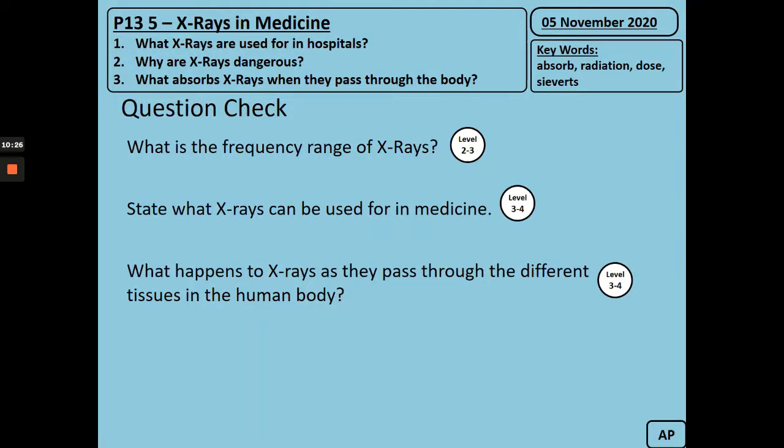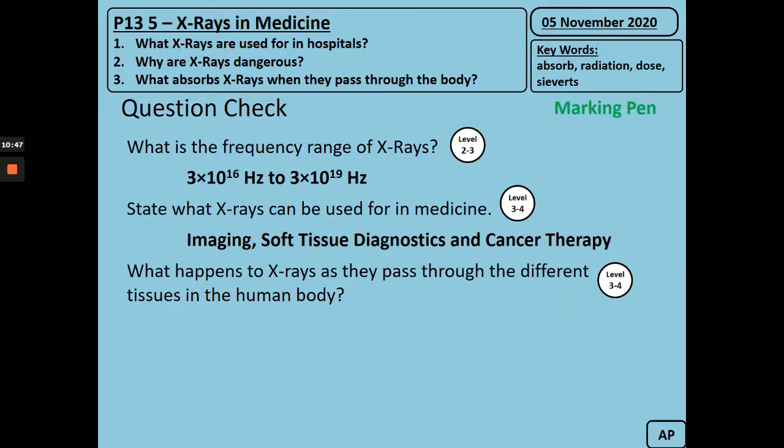Okay, so if you can pause the video now and have a go at those 3 questions. Okay, so what is the frequency of X-rays? It is 3 times 10 to the power of 16 Hertz to 3 times 10 to the power of 19 Hertz. State what X-rays can be used for in medicine. So it could be for imaging, soft tissue diagnostics and cancer therapy.